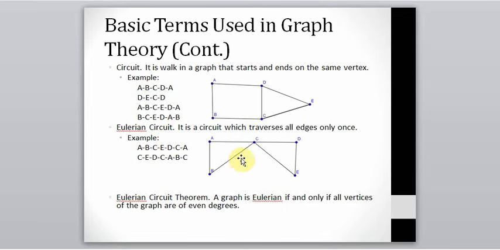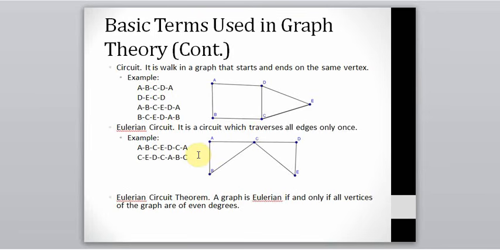So if we go back to this example, look at the degrees of all its vertices. A, the degree of A is 1, 2, so that's 2. B, 1, 2, so that's 2. C, 1, 2, 3, 4. So the degree of C is 4. For D, 1, 2. So the degree of D is 2. E, 1, 2. So all of its vertices have even degrees.